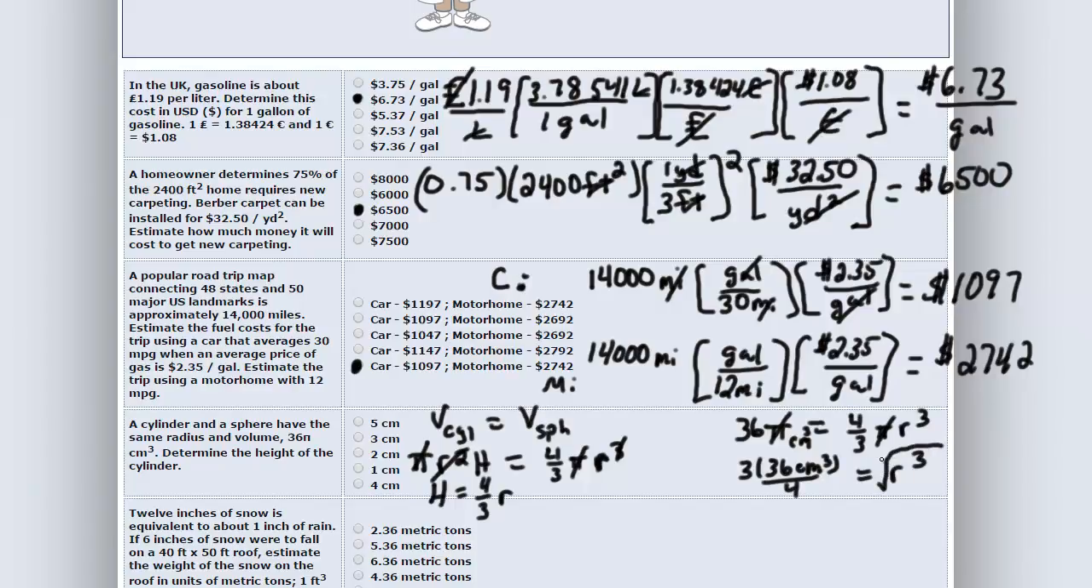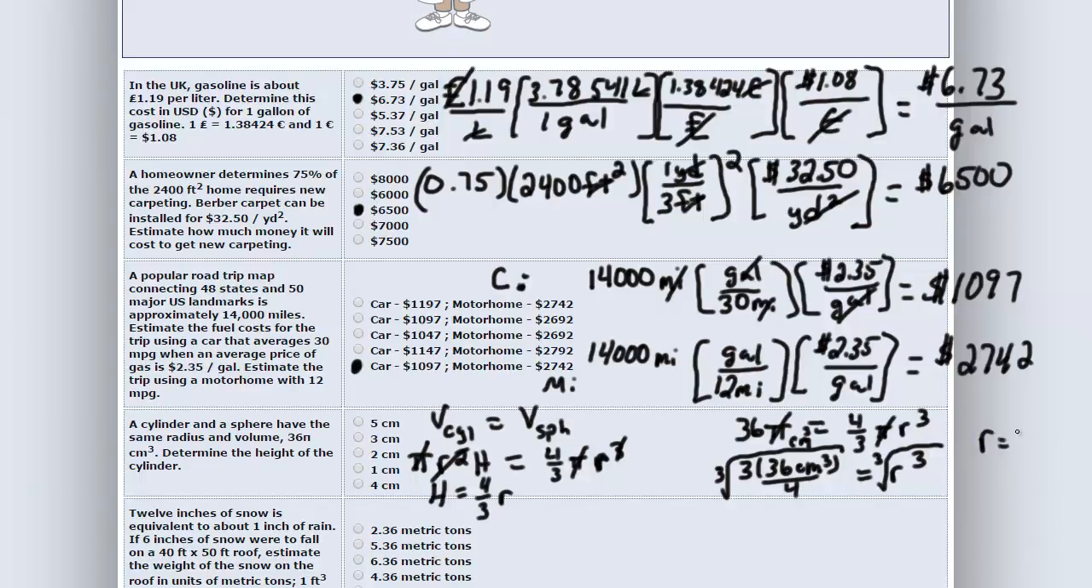Well, then we have to take the cube root, right? So we take the cube root of that. And so we plug that into our calculator, and we get 3 times 36 divided by 4, and we get 27. Well, we don't need to find the cube root of 27. We know what that is. 3 times 3 is 9, and 9 times 3 is 27. So the cube root of 27 is 3.